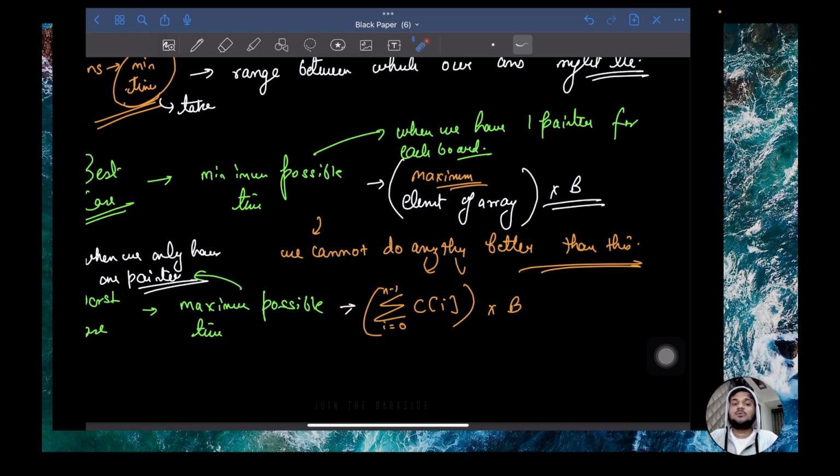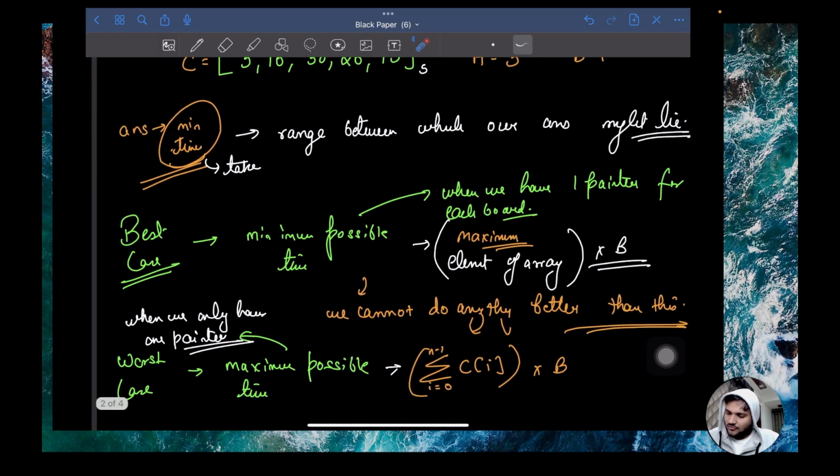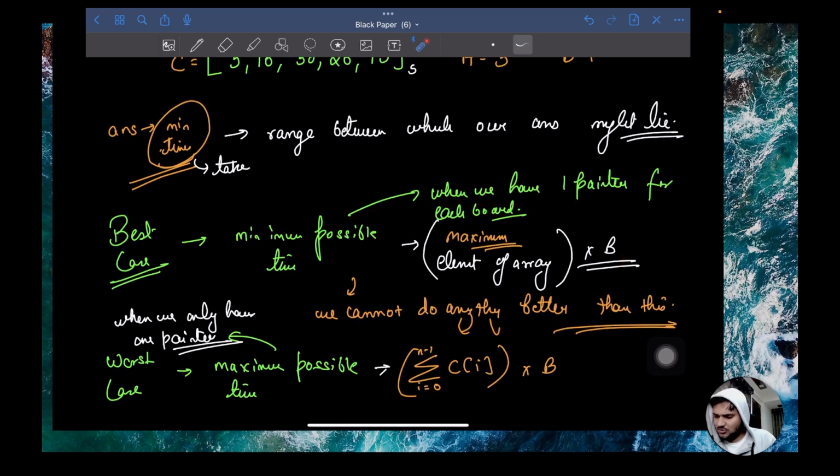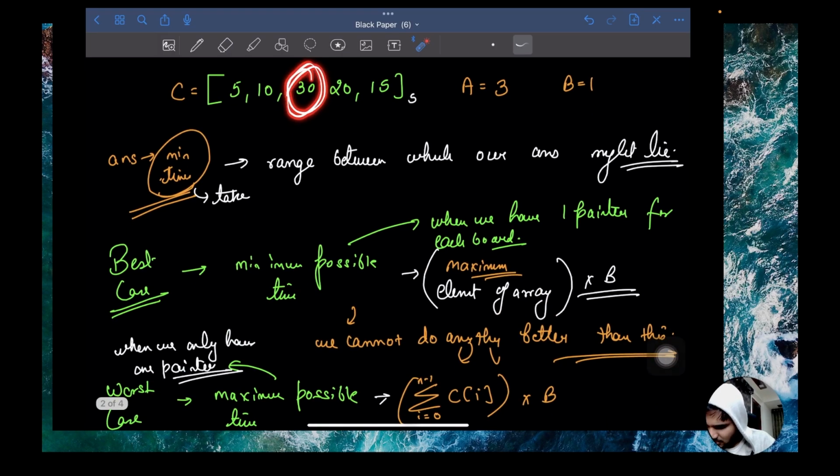Still, binary search will be able to manage everything. But of course, if you are able to think about exact bounds, it's good to go. We just made one small mistake. We should have taken maximum, because this will be the minimum time that anyone is going to take. And this is how you can implement the painter partition problem.